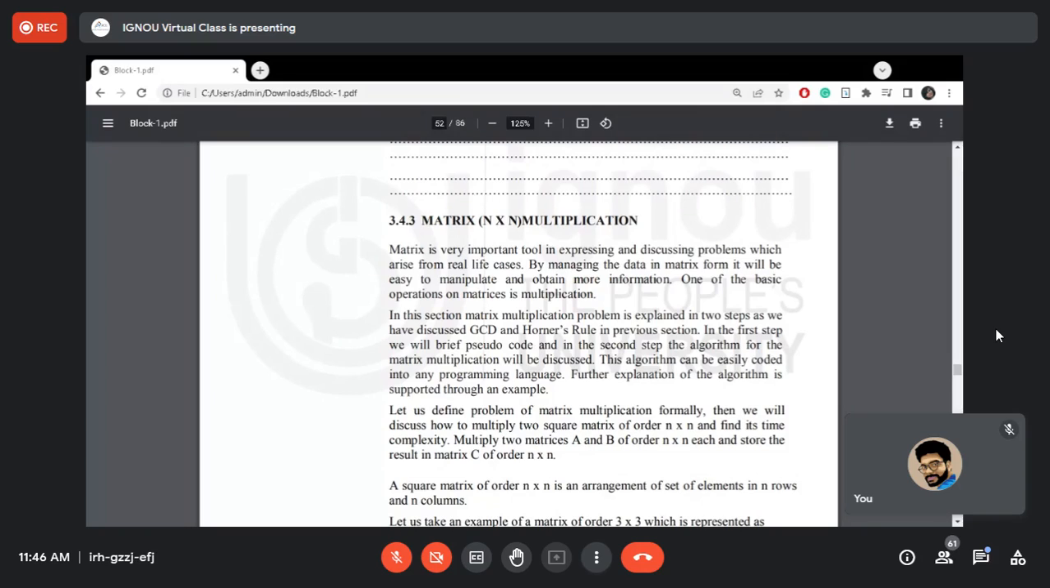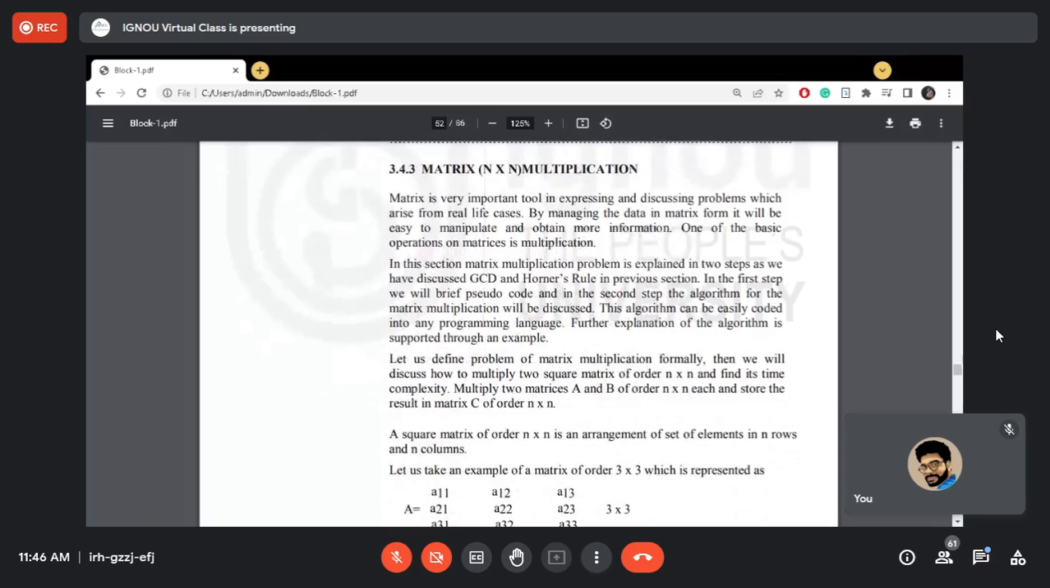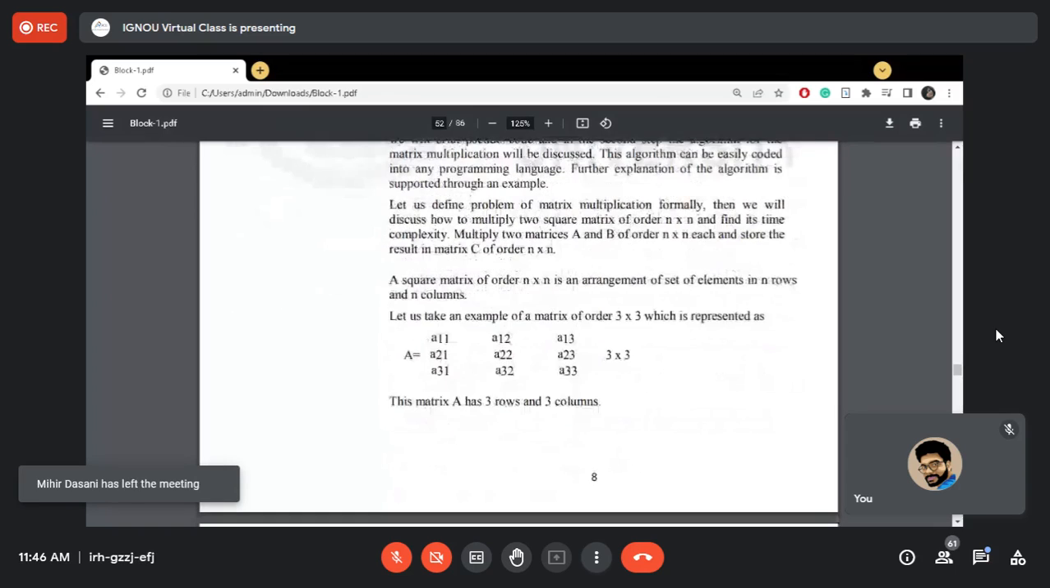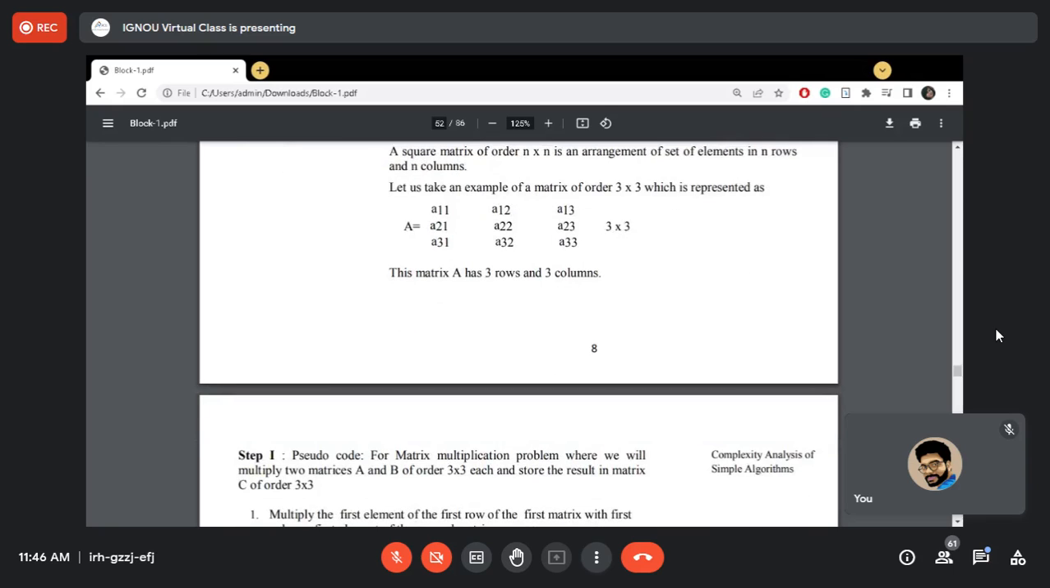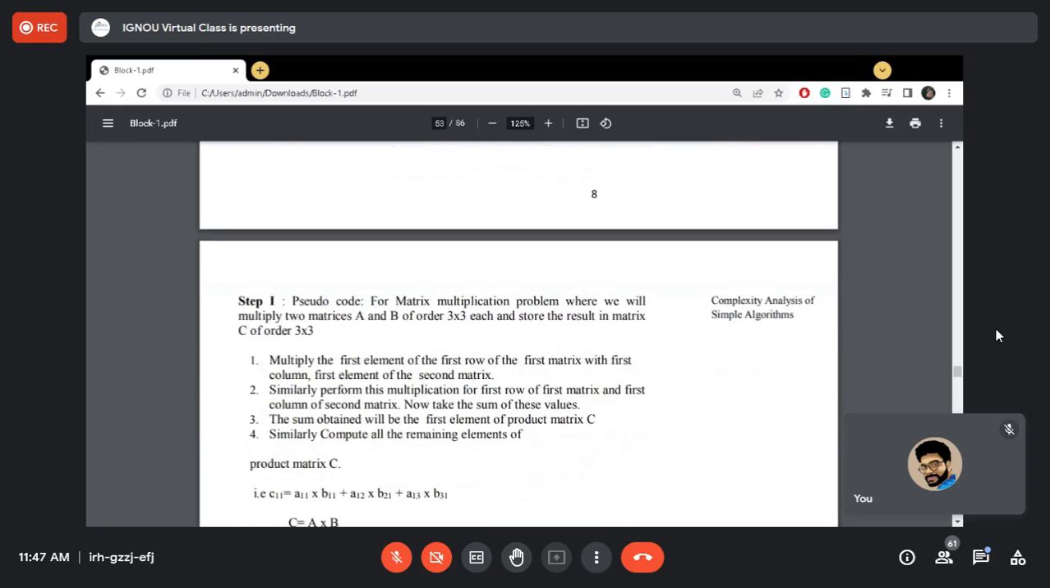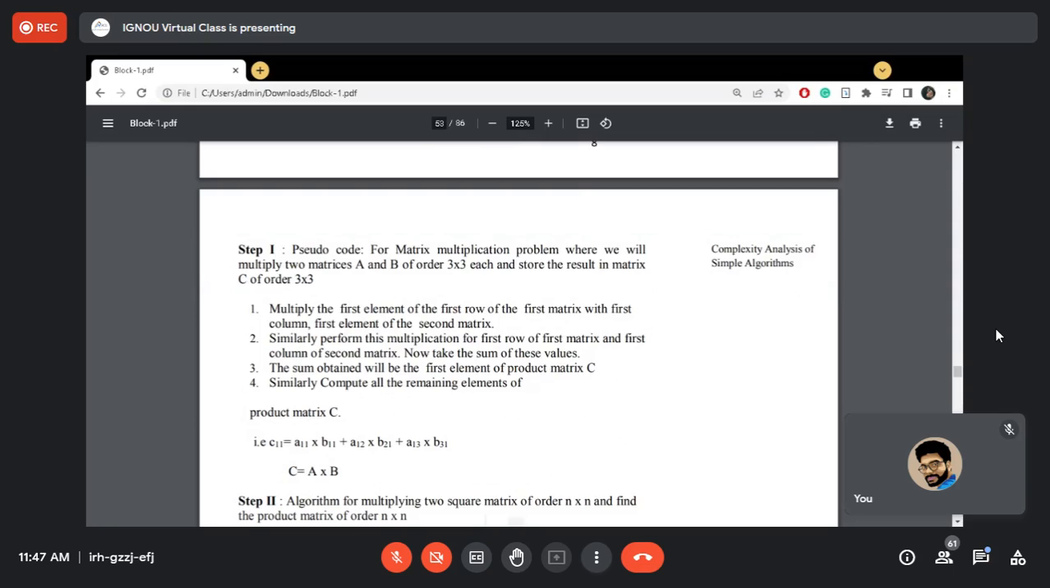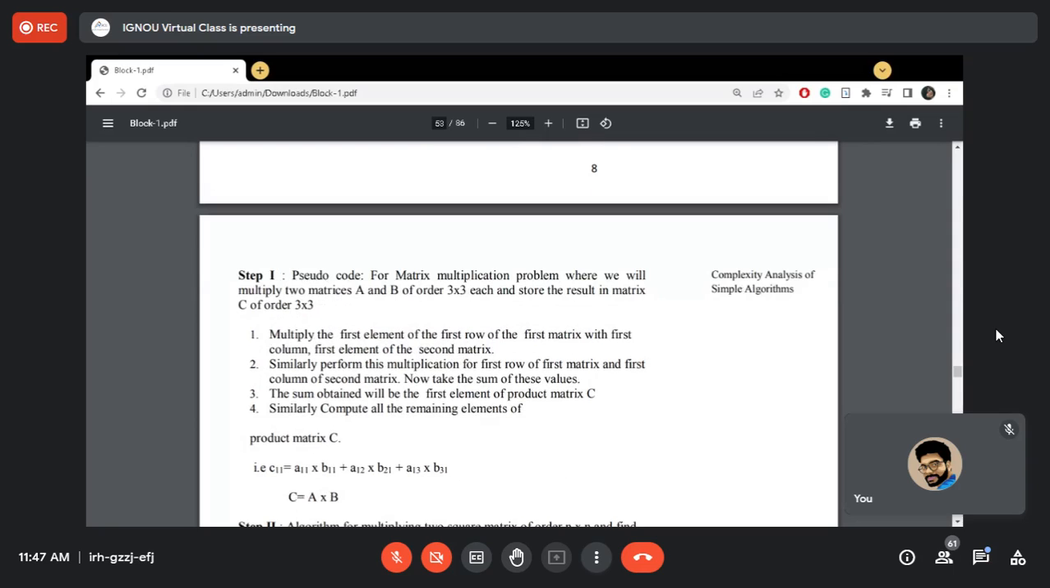So now the next one is matrix multiplication. For example, we have a square matrix A of order 3 into 3 that has the values A11 till A33. Similarly, we have the B matrix. So here is the pseudocode to multiply both matrices. In this matrix multiplication program, we will multiply two matrices A and B, both of order 3 into 3, and store the result in the third matrix, C, of order 3 into 3.